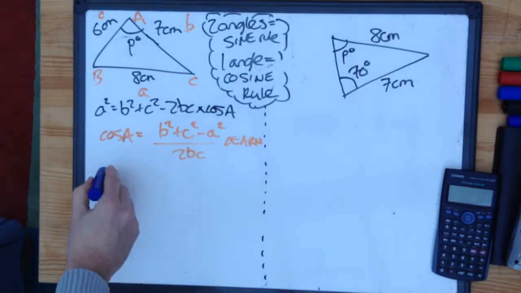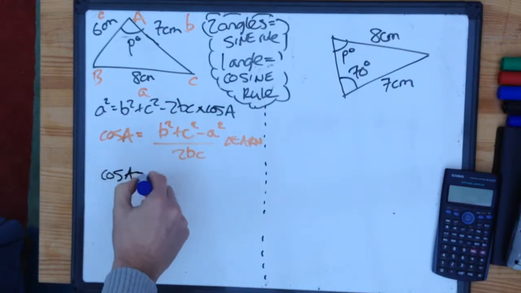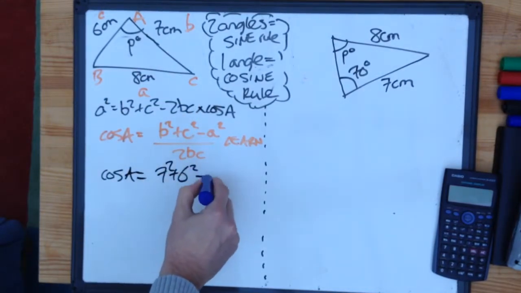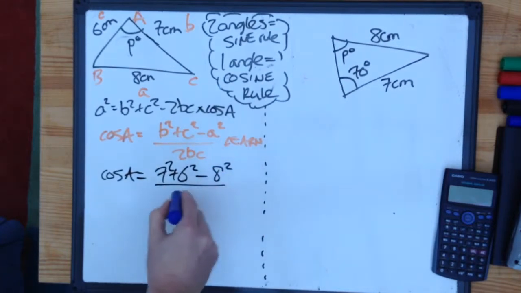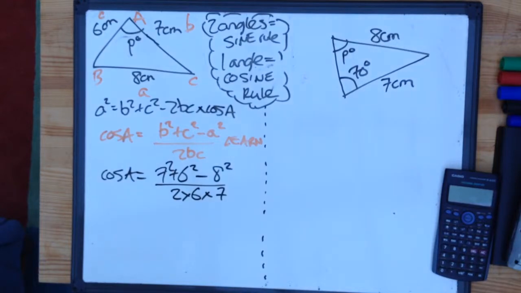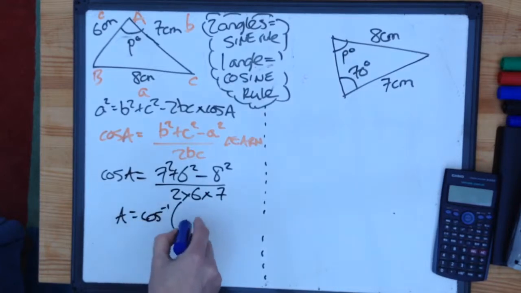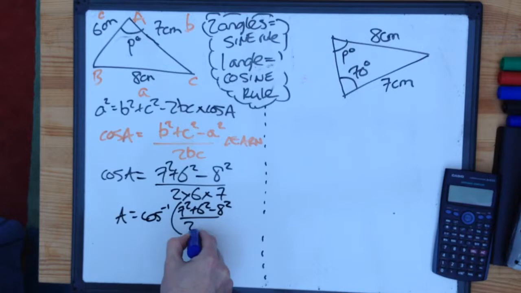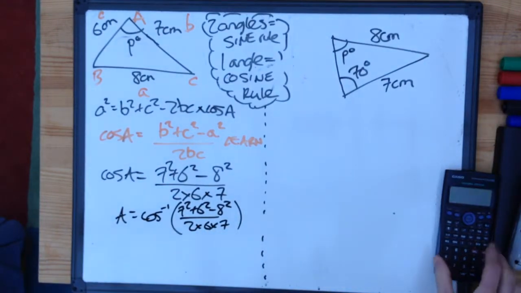So cos A is equal to b squared, which is 7 squared, plus c squared, 6 squared, minus a squared, 8 squared, divided by 2 times 6 times 7. And then to find out what A is, to get rid of that cos, we need to do the inverse cos. So cos to the minus 1 of 7 squared plus 6 squared minus 8 squared over 2 times 6 times 7. Looks horrible, but the calculator can deal with it.